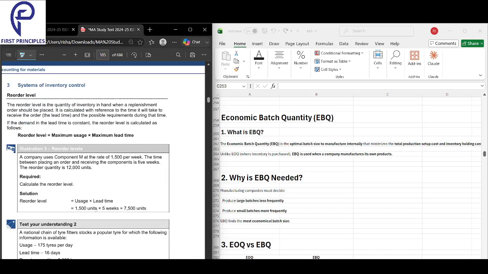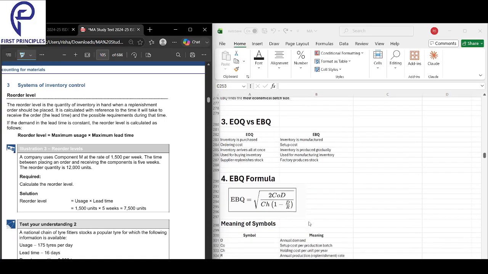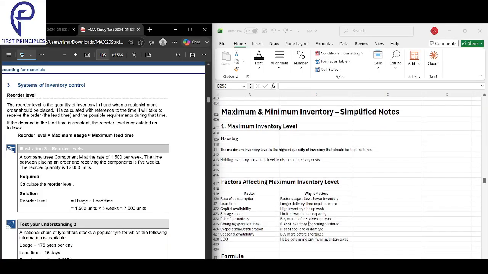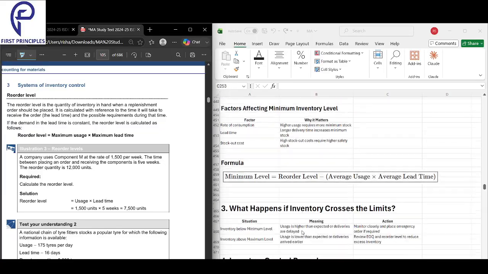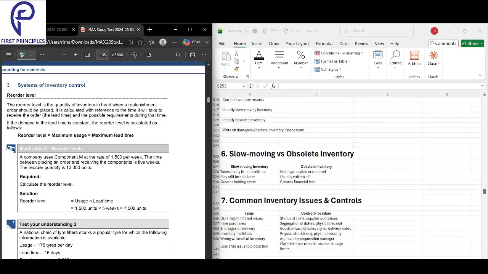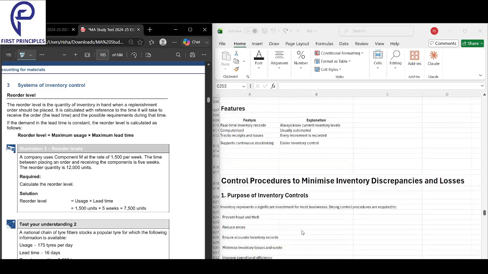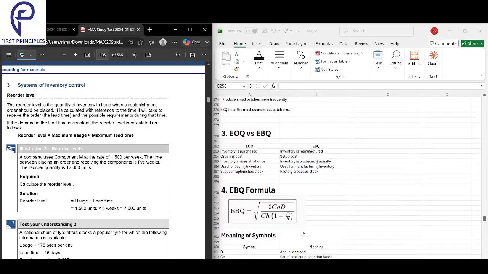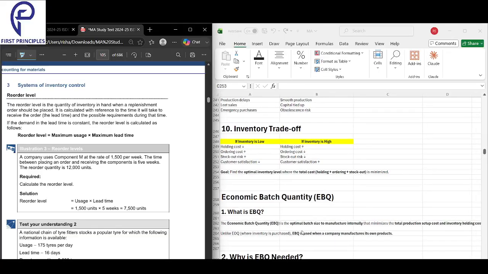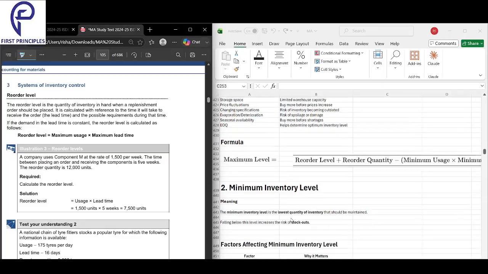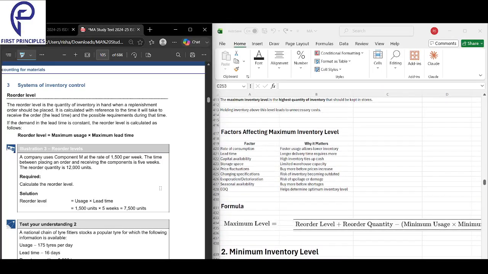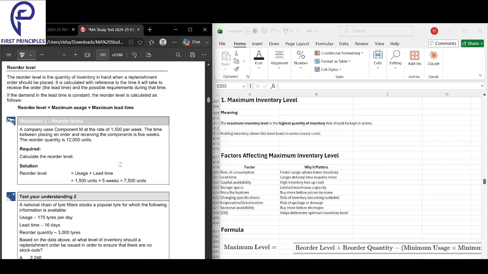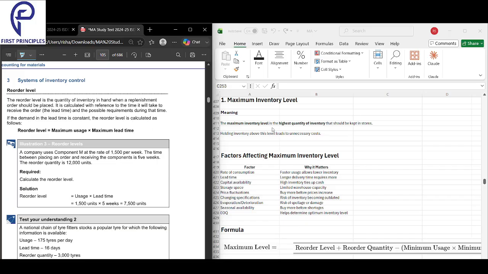So this is your TYU1. Next we have our EBQ and certain topics on reorder level. So first let's look into the reorder level. What do we have with maximum minimum inventory and our reorder level. So next we look into the system of inventory control, how we look into the inventory control. Next we look into the graphical representation.